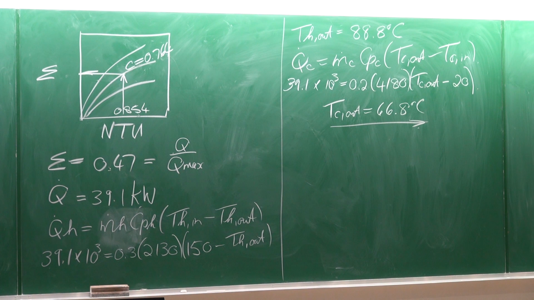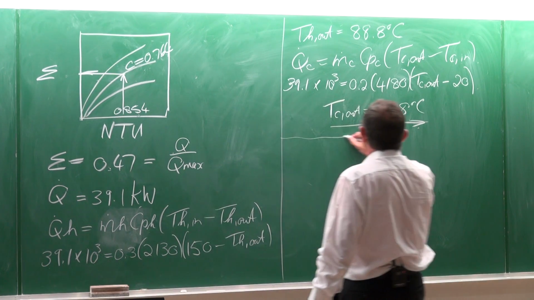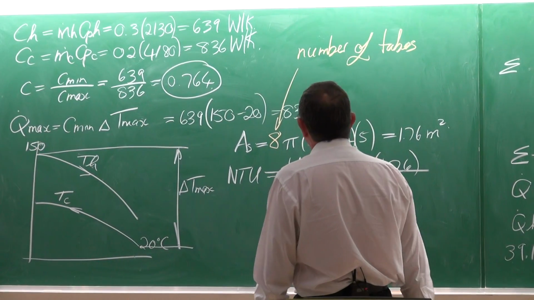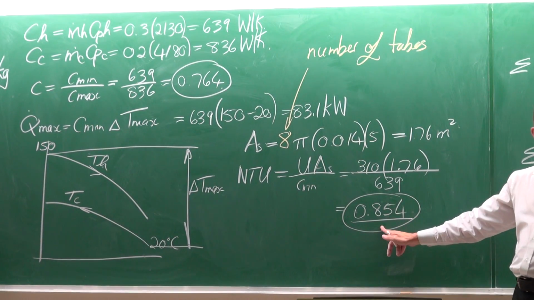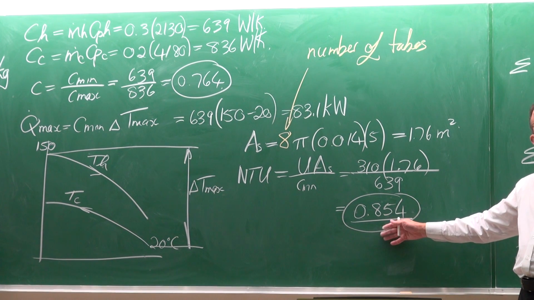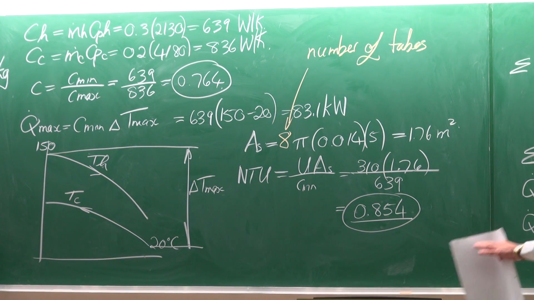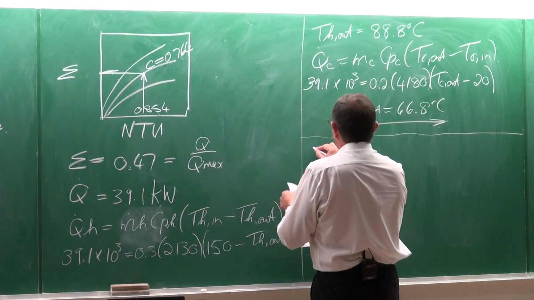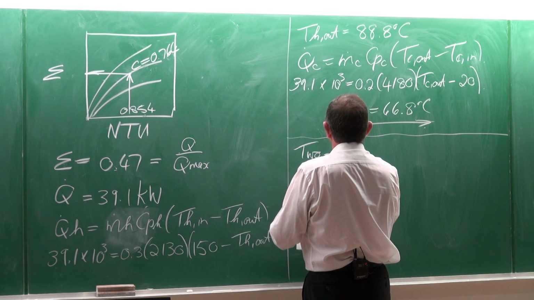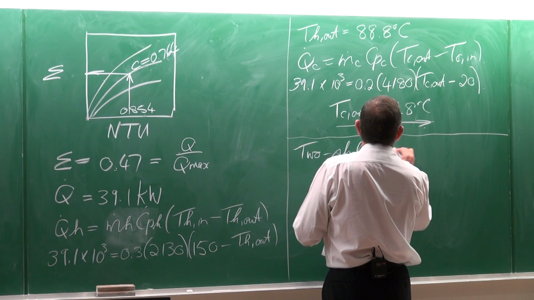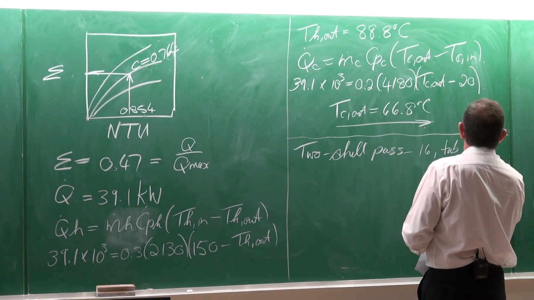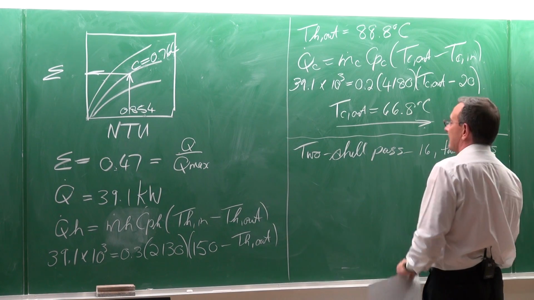Okay? You've got it? Okay. Now, as I've mentioned, this effectiveness or this NTU method tells me that there's actually lots of potential to improve this heat exchanger. So let's suppose you would like to make a design modification, for example, going to a 2-shell pass and a 16-tube pass heat exchanger.